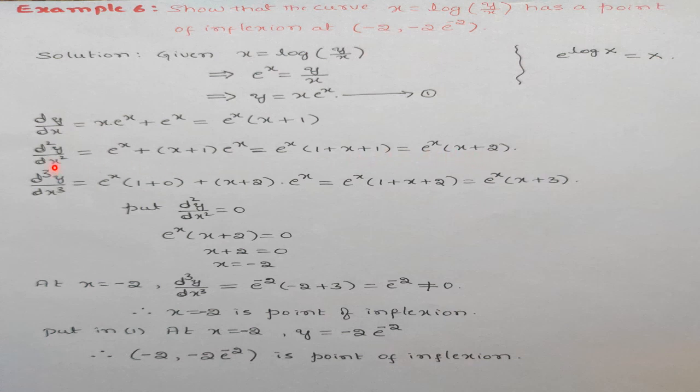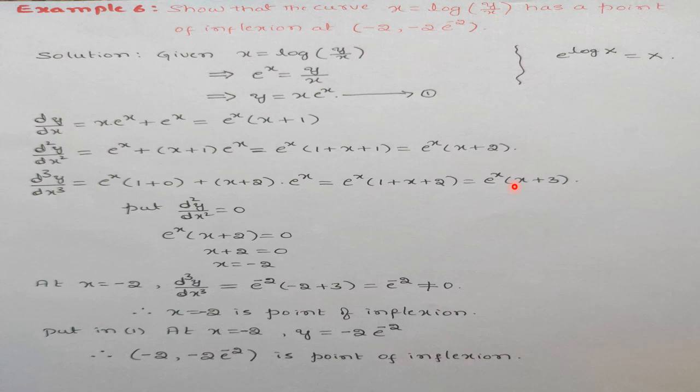Again differentiating with respect to x, you will get the third derivative, that is d cube y divided by dx cube. Here e power x is one function, x plus 2 is another function. E power x as it is, differentiation of x plus 2 is 1, plus x plus 2 as it is, differentiation of e power x is e power x only. Taking e power x common, you will get e power x into x plus 3. This is our third derivative.